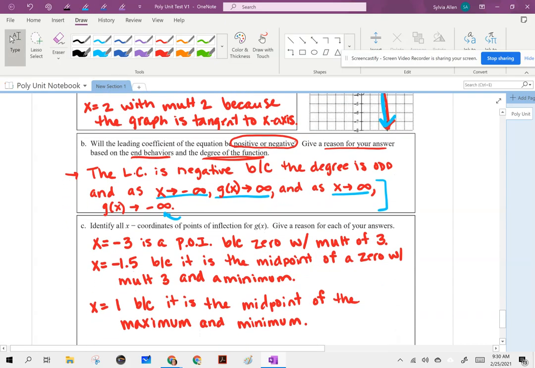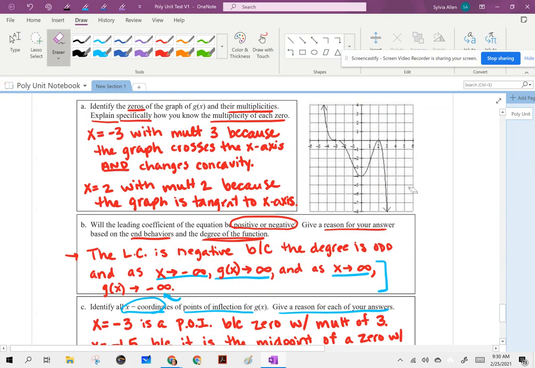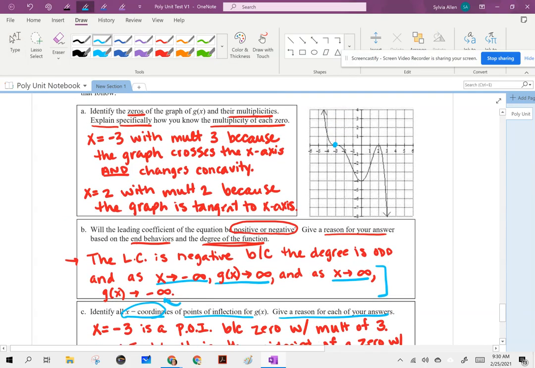Then on C, it says identify the x coordinates of the points of inflection and give a reason for each of your answers. Some of you gave me ordered pairs, but I only want the x coordinates. So let's take a look. The first one is x equals -3. The reason that's a point of inflection is because it's a zero with multiplicity of 3.